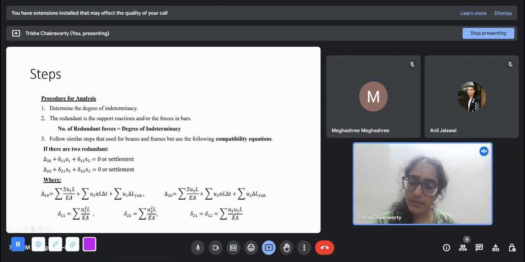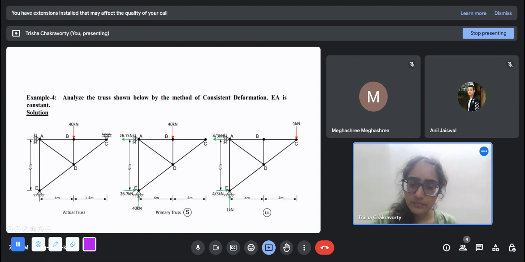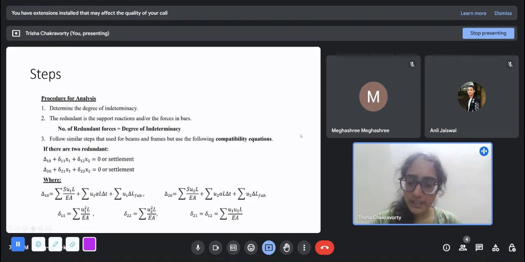These are the compatibility equations we will see. Here, delta 10 is the sum of S U1 L by EA. S is the primary truss, and U1 is the redundant truss where we only apply the unit load. So S is the force in each member of the primary truss, and U1 is the force in each member in that unit load truss. This is basically the contribution.